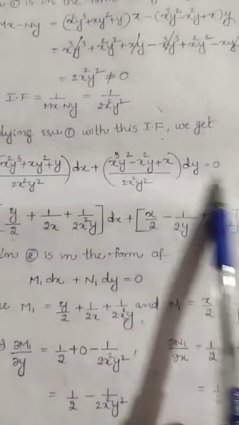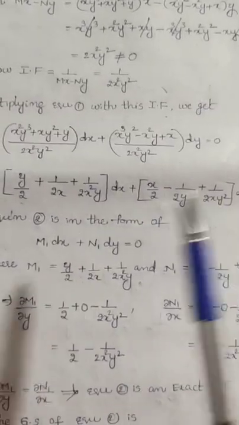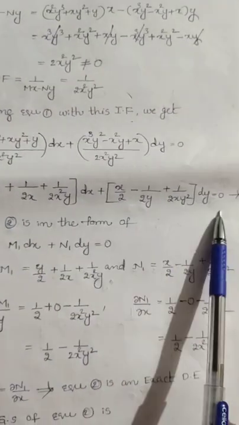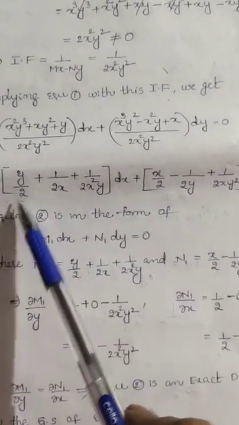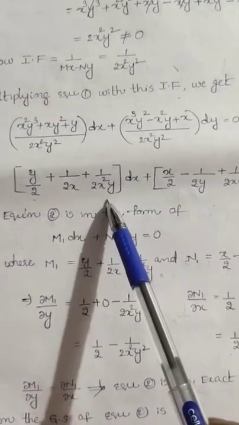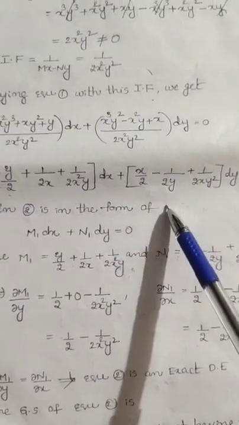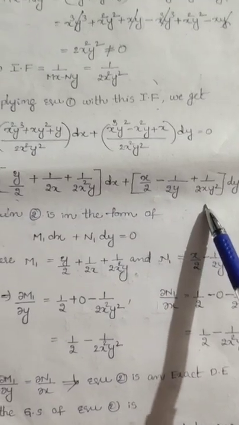So this equation 2 is again in the form of M1 dx plus N1 dy equal to 0, where M1 equals y/2 plus 1/(2x) plus 1/(2x²y) and N1 equals x/2 minus 1/(2y) plus 1/(2xy²).